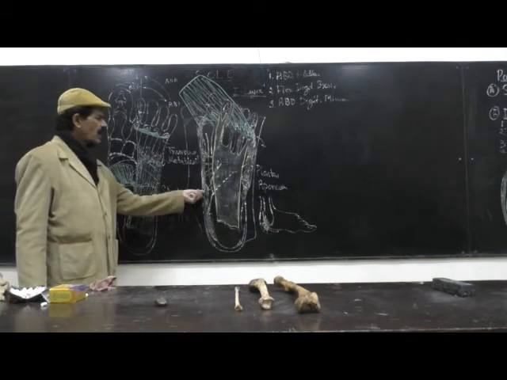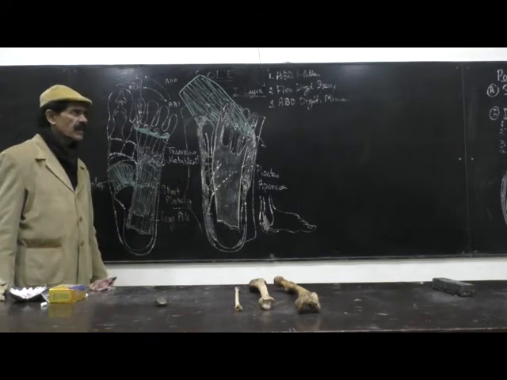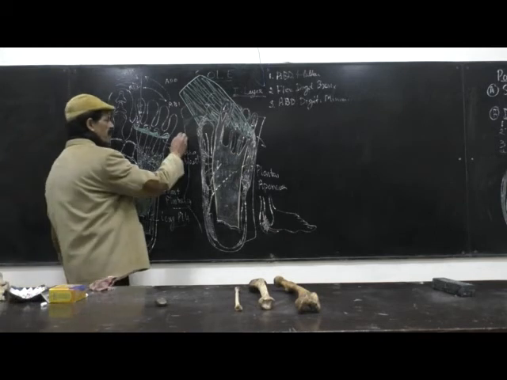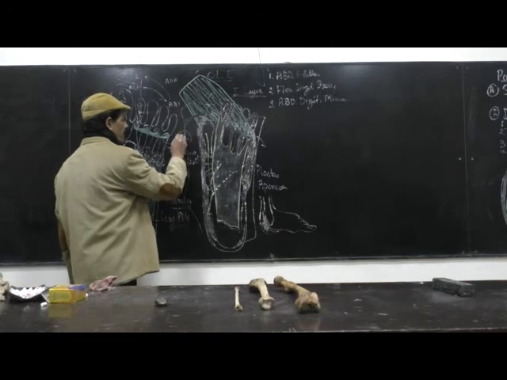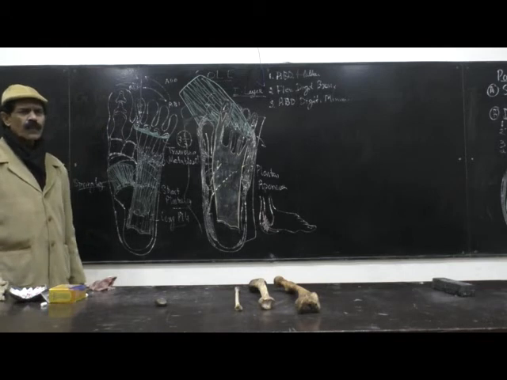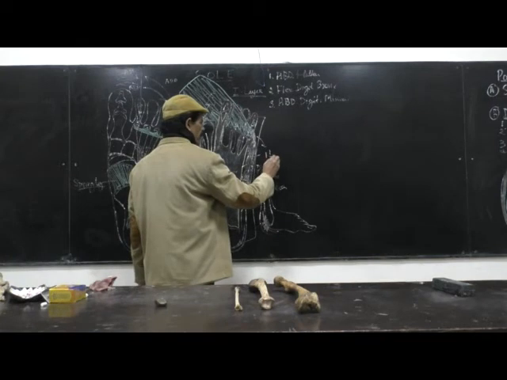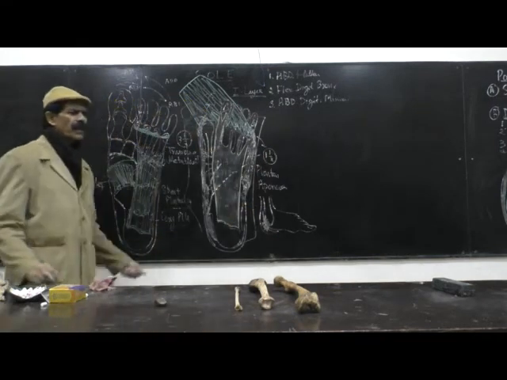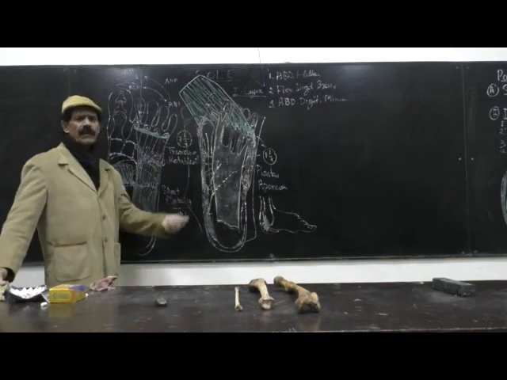Plus, the medial plantar nerve also has these sensory branches, and it supplies the medial 3.5 fingers' skin, while the lateral plantar nerve will supply the lateral 1.5 fingers' skin. So that is the arrangement you have to remember, medial 3.5 and lateral 1.5.